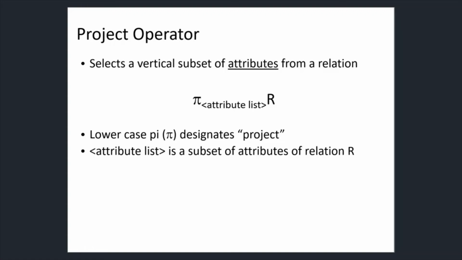Next, we're going to take a look at the project operator. As a reminder, the project operator selects a vertical subset of attributes from a relation. In other words, we're looking for a subset of the columns in the relation. The lowercase pi is the symbol for project. An attribute list is just a list of the attributes that we wish to be returned from our relation R.